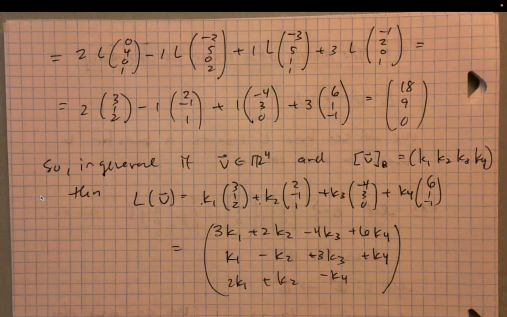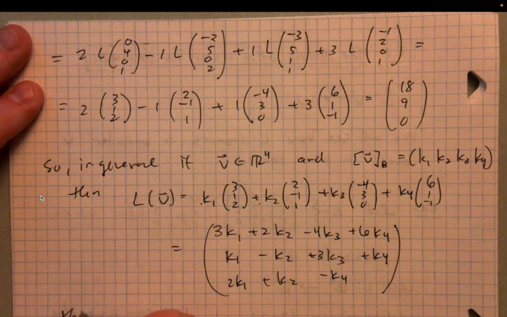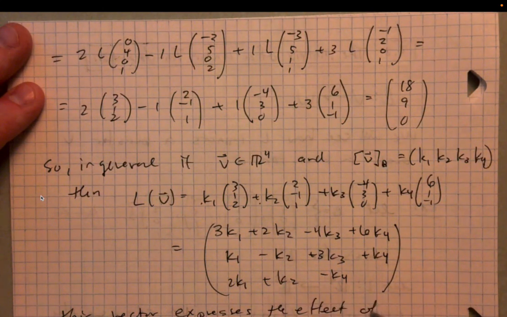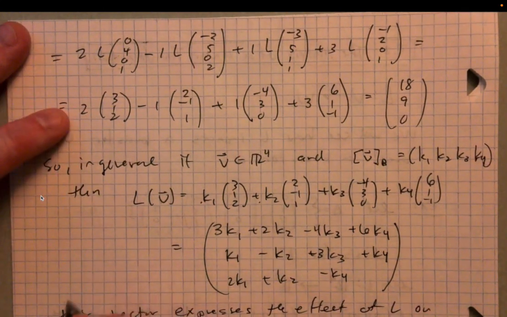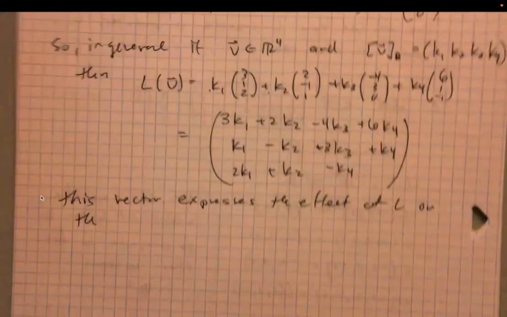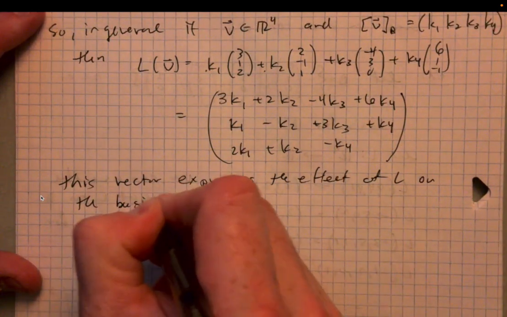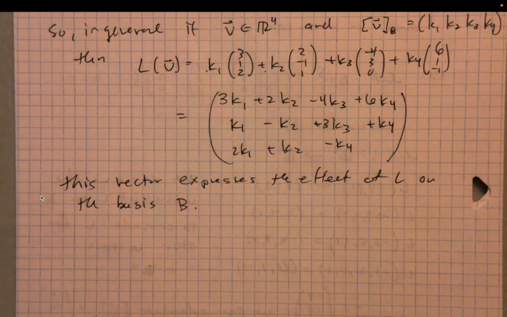Right, and so this is a vector. And what does this vector do? Well, it expresses the effect of L on the basis B. Sorry about that. So this vector expresses the effect of L on the basis B. Okay. And so that's the idea behind this section.